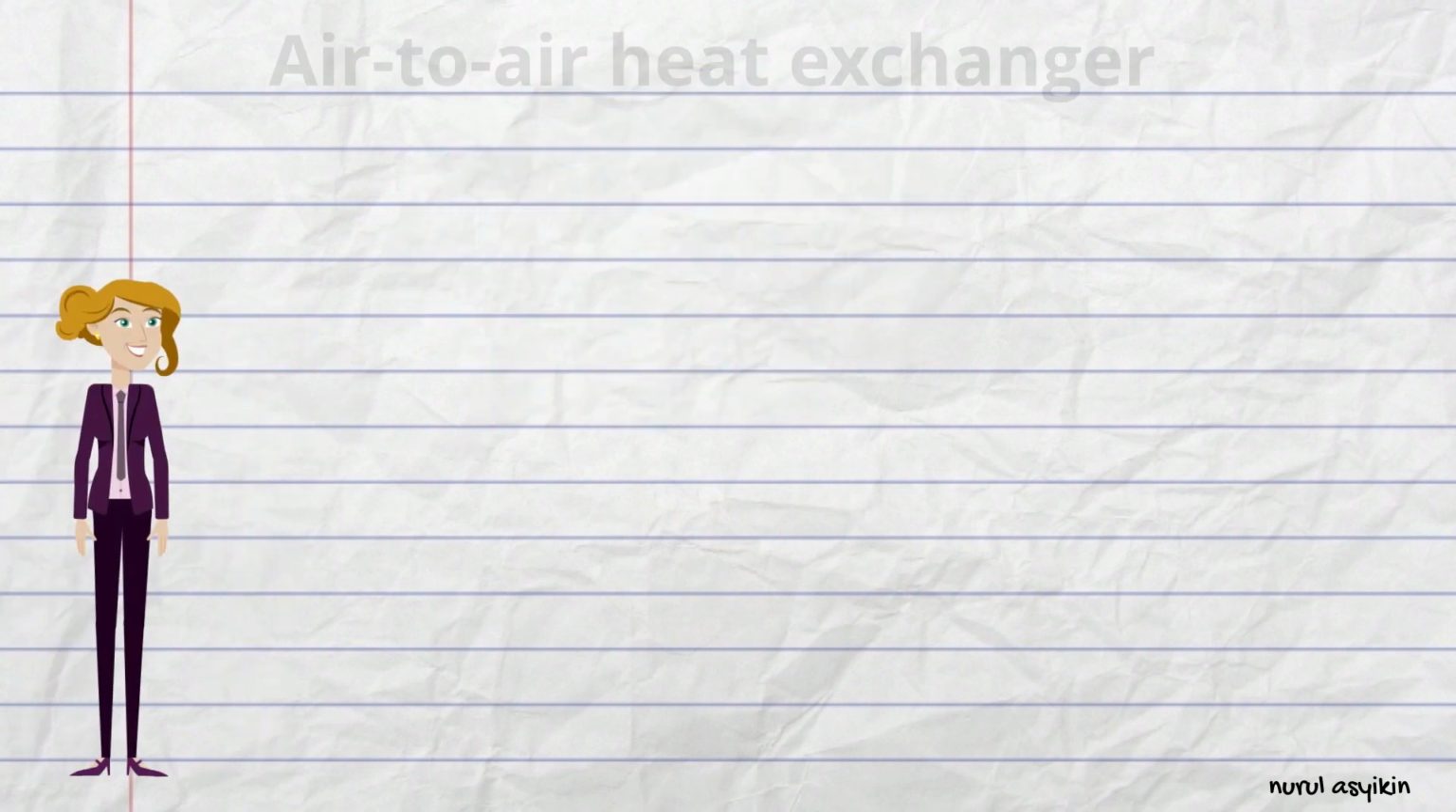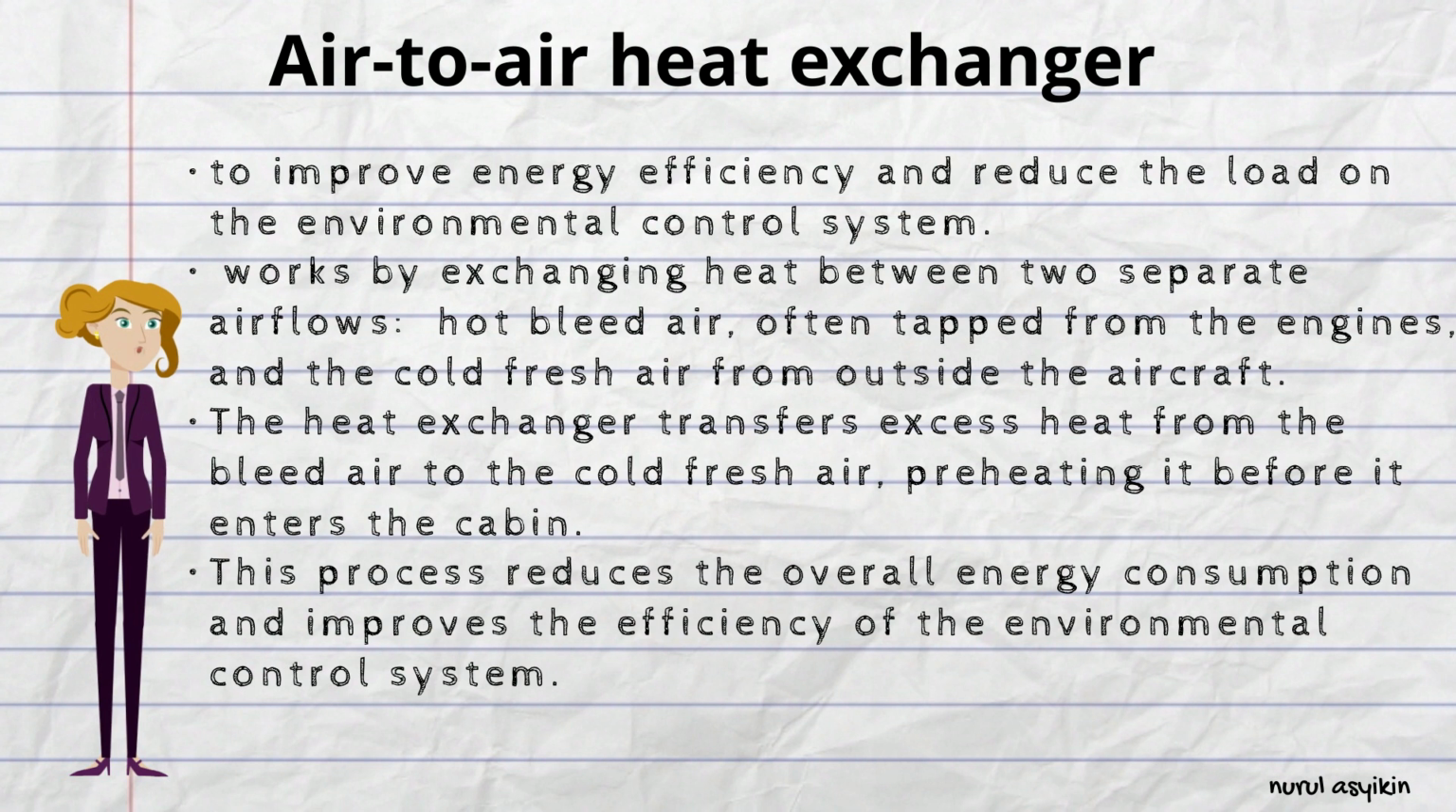Now I will explain about air-to-air heat exchanger. An air-to-air heat exchanger is used in aircraft to improve energy efficiency and reduce the load on the environmental control system. It works by exchanging heat between two separate airflows, the hot bleed air, often tapped from the engines, and the cold fresh air from outside the aircraft. The heat exchanger transfers excess heat from the bleed air to the cold fresh air, preheating it before it enters the cabin. This process reduces the overall energy consumption and improves the efficiency of the environmental control system.